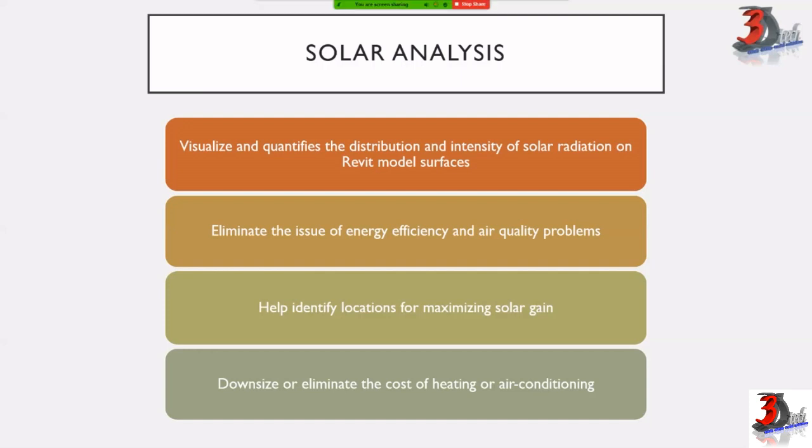It visualizes and quantifies the distribution and intensity of solar radiation on Revit model surfaces. The analysis considers shading by adjacent objects such as vegetation and surrounding buildings. Although not intended for sizing photovoltaic panels, solar analysis can help identify locations for maximizing solar gain by considering shading effect and seasonal variation in solar radiation. So this is something that we're going to do a bit later.